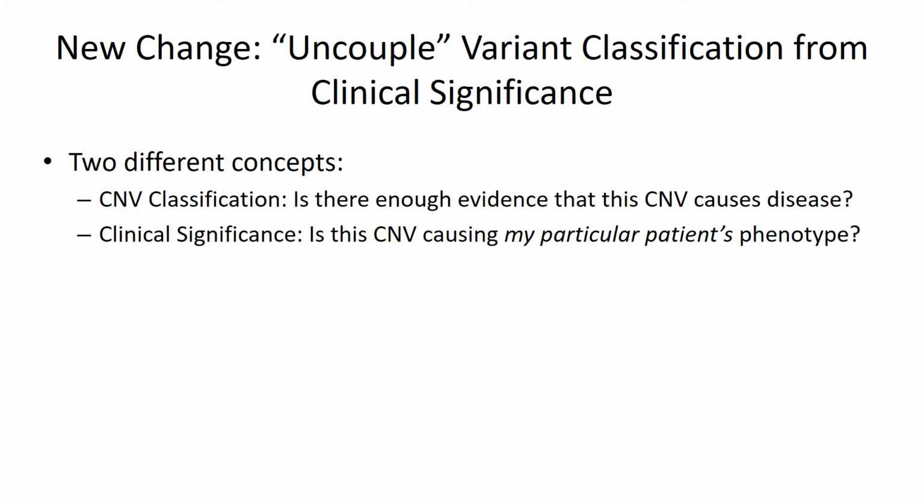Alongside CNV classification changes, another major change to the updated clinical CNV technical standards was to uncouple variant classification from clinical significance. This is because these are two different concepts. For CNV classification, we are asking whether there is enough evidence that the CNV under investigation causes disease. In determining clinical significance, however, we're asking whether the CNV is responsible for the phenotype of the patient being tested.